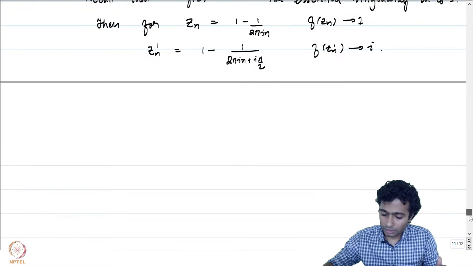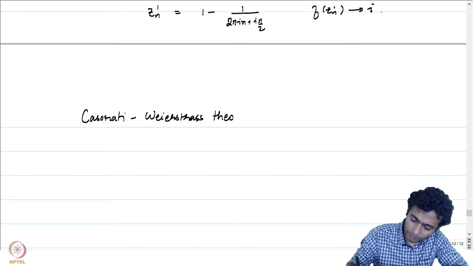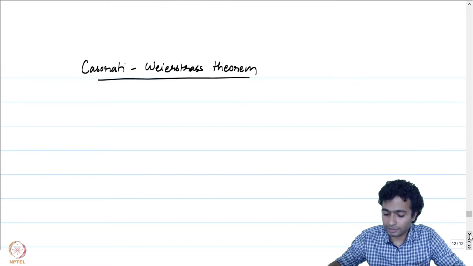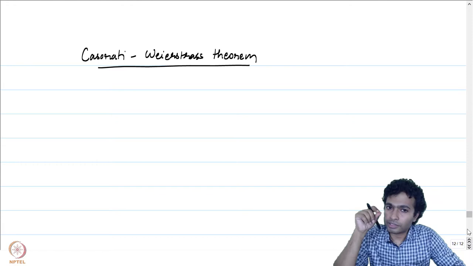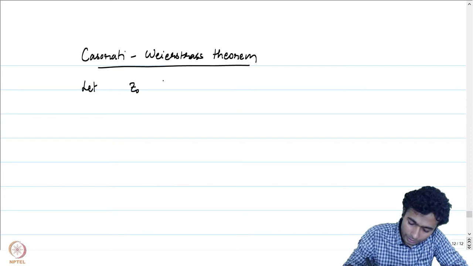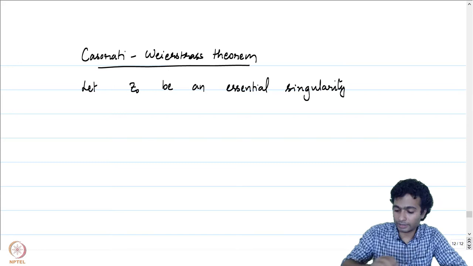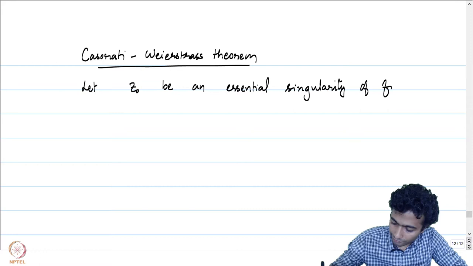Let me now state the Casorati Weierstrass theorem. It basically tells us that if you pick any complex number alpha, then we can get hold of a sequence zn converging to the essential singularity z0 such that f of zn converges to alpha. Let me write that down. Let z0 be an essential singularity of a function f. Recall that it's an essential singularity and hence it's neither a removable singularity nor a pole.